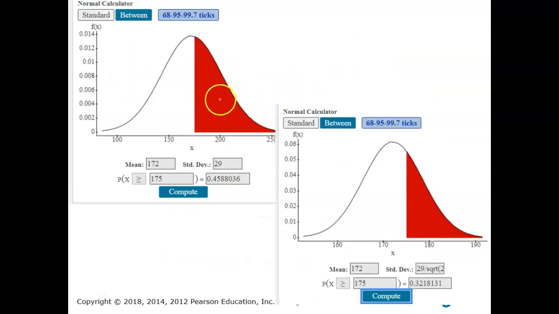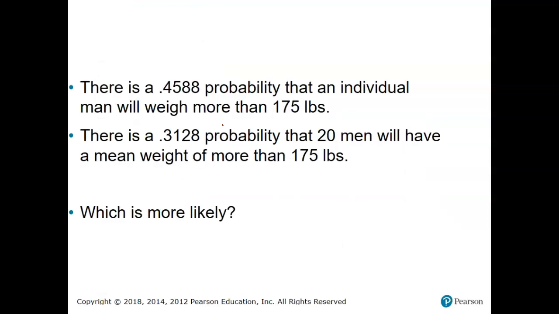Okay, and this is how, if you were doing it on StatCrunch, it would look. Okay, so we have these two probabilities given, and the question is which is more likely. When you're asked which is more likely just simply means a larger probability. So don't try to rationalize it in your own mind. We've kind of relegated it to simply being a comparison of these two probabilities. Since this is a higher probability, then it's more likely that one man is going to weigh more than 175 pounds than it is that 20 men will have a mean weight more than 175 pounds.